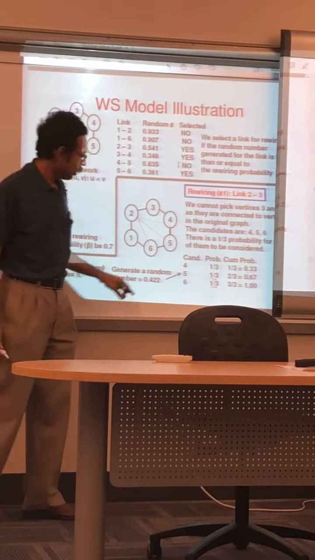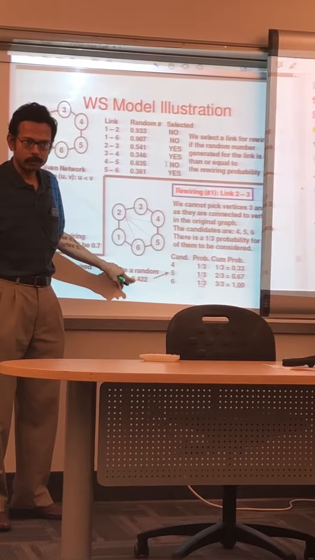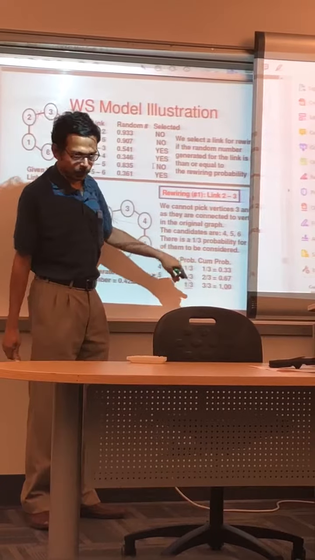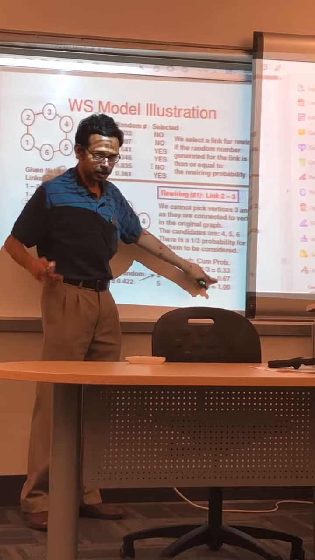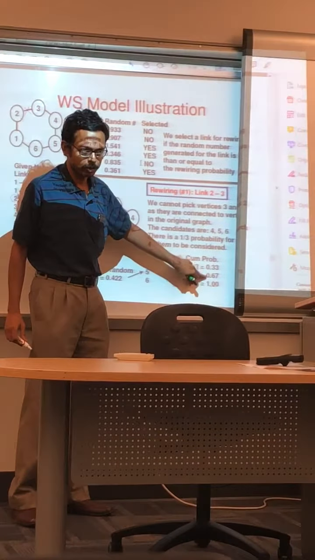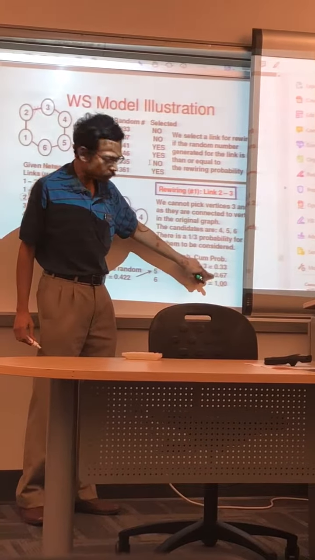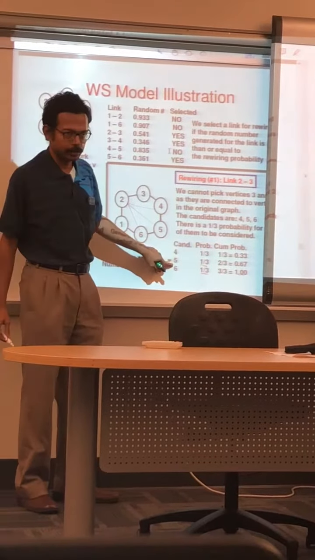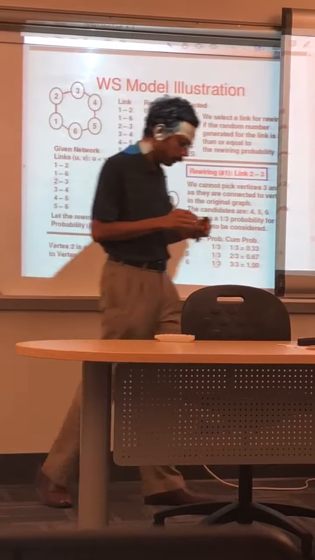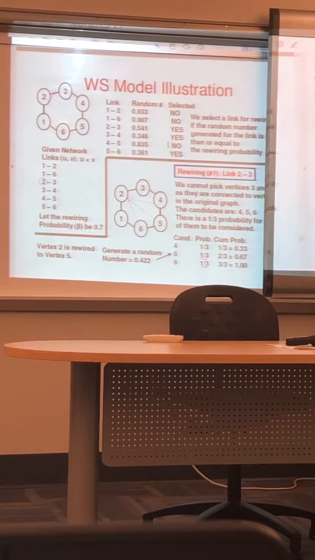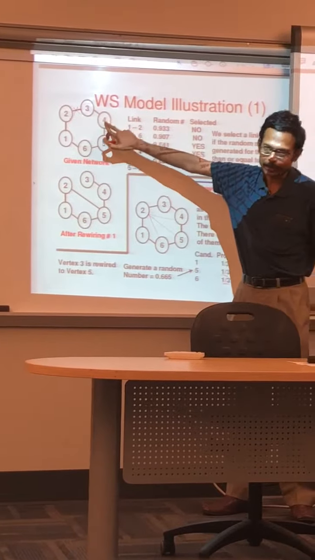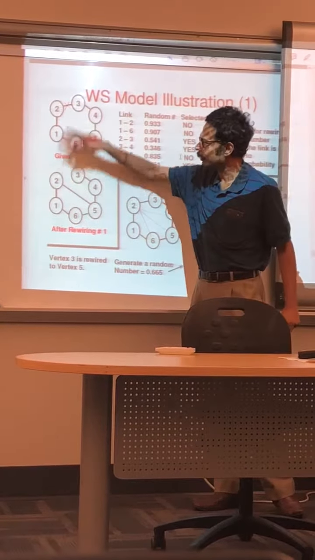So I generate a random number, and I get 0.422. How do we follow the convention? Find the largest and closest. So 0.422 falls between these two cumulative probability values. Which one should get that link? 5. 0.67 is the closest and largest. So it means at the end of the first rewiring process, 2 is connected to 5. So the network has changed from this to this.